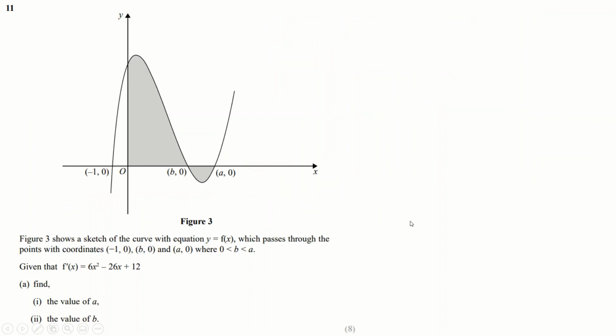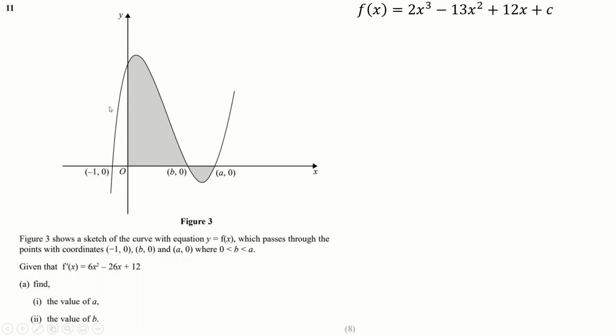Excellent, last question. F dashed of x is this, that's the derivative, so I immediately want to integrate that to find f of x. So I'll integrate it, raise the powers up, divide by the new number. You've got a plus c here, of course, because when you integrate there's a plus c.